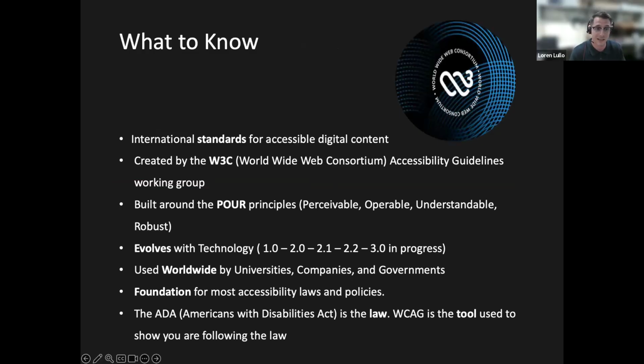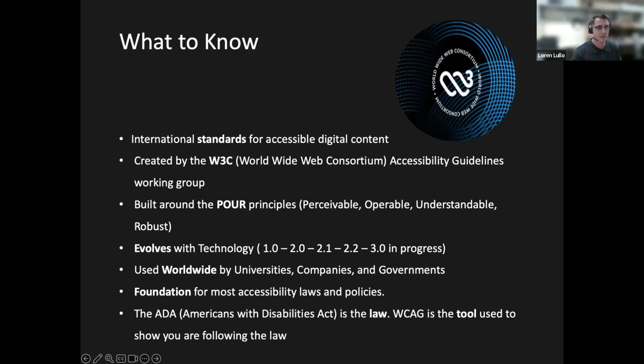Yes. So it is the international standards for digital content. It's created by the World Wide Web Consortium, which I had heard a million times in my life but wasn't too familiar with what they did. So I learned a little bit about what they do, and that's basically publishing standards for the internet.